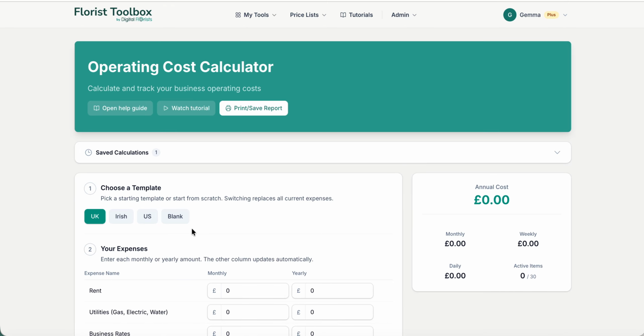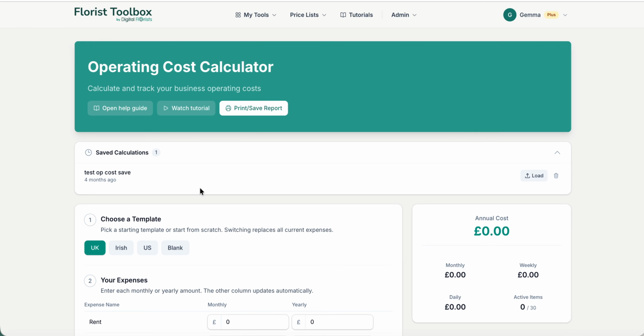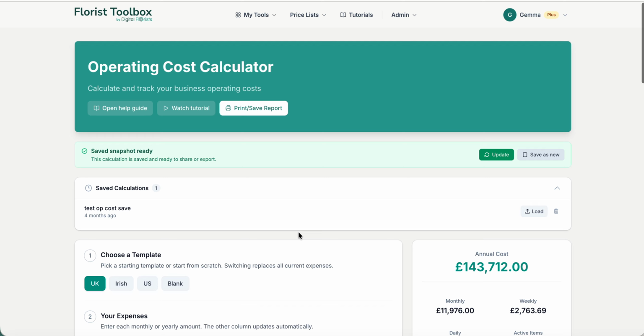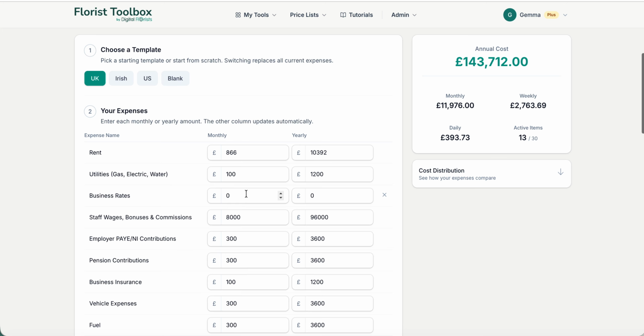You can save these, so you can do comparisons year on year of how your operating costs have changed. What I am going to do now is I actually have a saved calculation just to save you watching me put all that in. I'm going to load it in, and you can see here that the example here, you can see the annual cost. It has broken it down by monthly, weekly and daily.